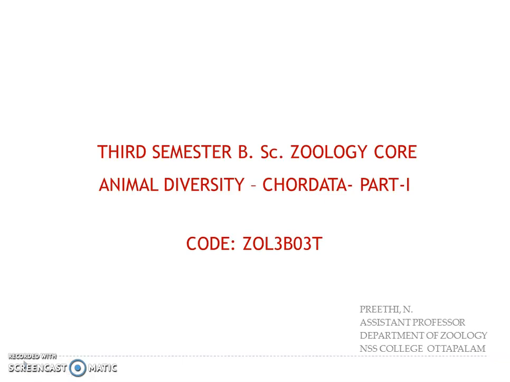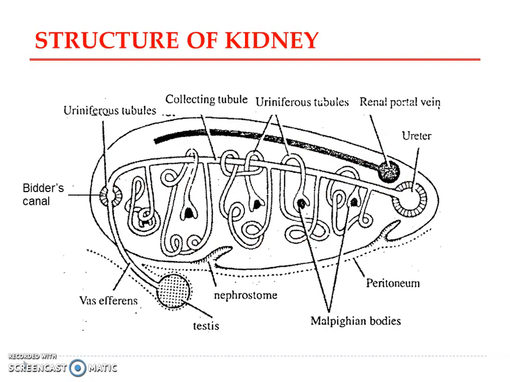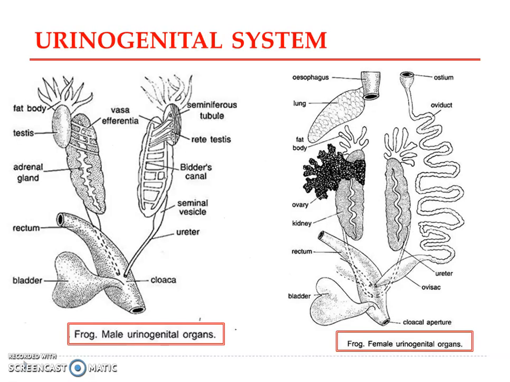Welcome to the session on Hoplobatrachus diagnosis. This presentation brings to you the detail on urinogenital system. Urinogenital system includes both the excretory system as well as the reproductive system.